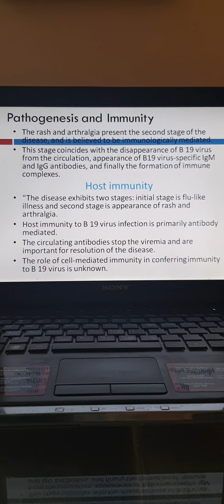So for host immunity, the initial stage is seen as flu-like illness, and the second stage is seen by the appearance of rash and arthralgia. The immunity is primarily antibody mediated, and the circulating antibody stops the viremia and is important in the resolution of the disease. The role of cell-mediated immunity is there, but it is unknown.